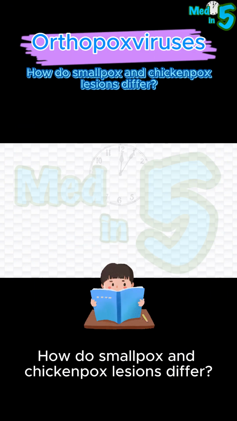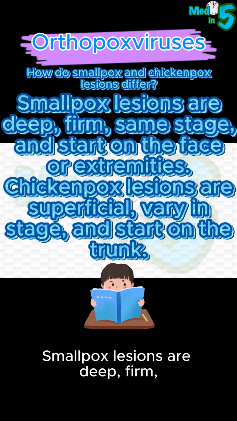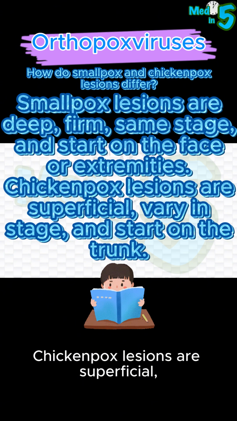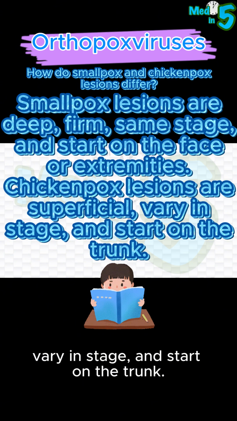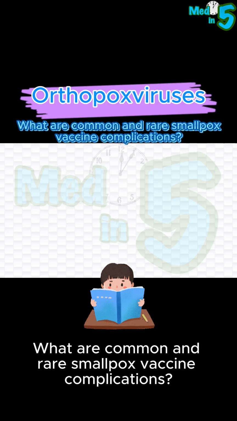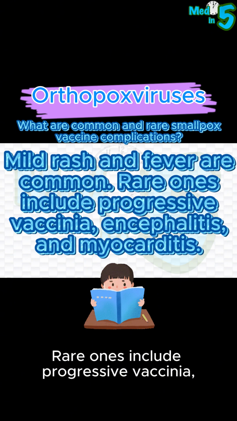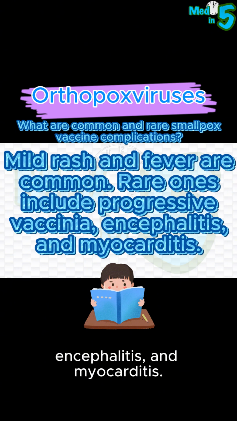Let's review. How do smallpox and chickenpox lesions differ? Answer. Smallpox lesions are deep, firm, same stage, and start on the face or extremities. Chickenpox lesions are superficial, vary in stage, and start on the trunk. What are common and rare smallpox vaccine complications? Answer. Mild rash and fever are common. Rare ones include progressive vaccinia, encephalitis, and myocarditis.